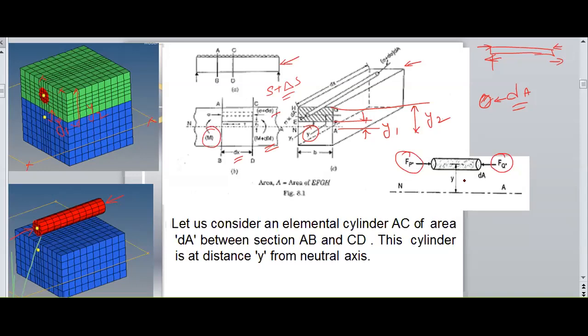Let us consider a cylindrical fiber at a distance of y from the neutral axis. So the height of the cylindrical fiber is y. We have here y1, y2 and y.